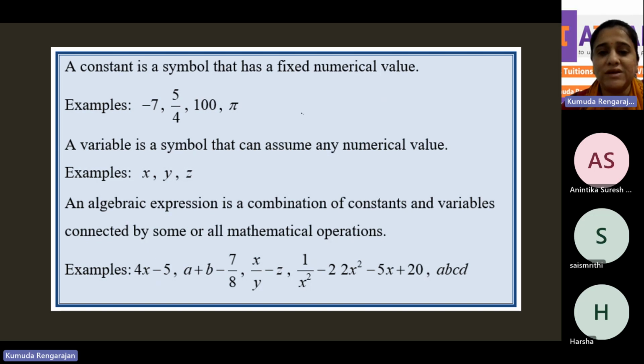All right. So in ABCD, we don't see the separators plus or minus. So there's only one term. ABCD is only one term.